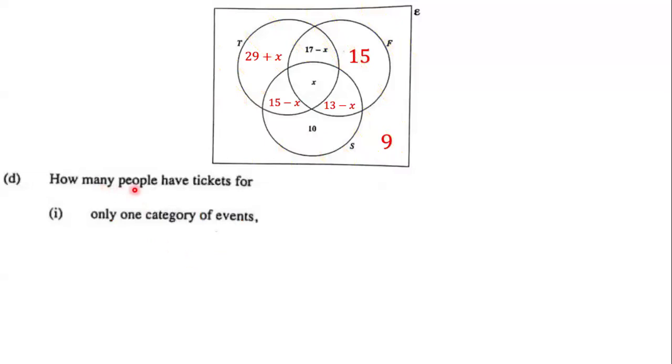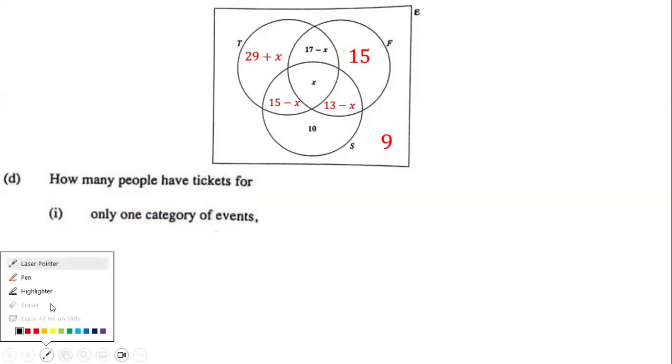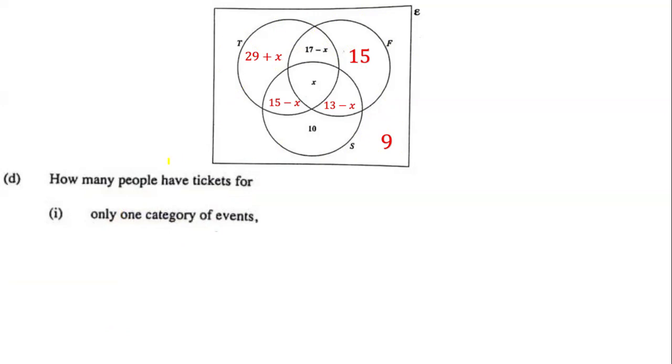Next, how many people have tickets for only one category of events? So you want to figure out how many people have tickets for only one category of events. One category, so that's going to be 29 minus x, that's track only. 15, that's field events only. And 10 is swimming only. So 29 minus x is track events only, this is field events only, and this is swimming only.